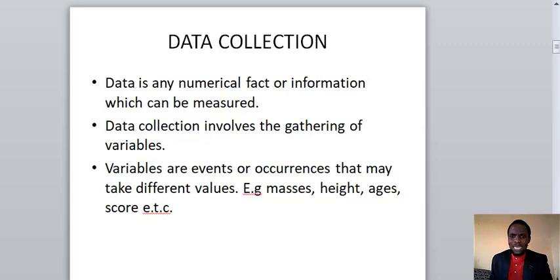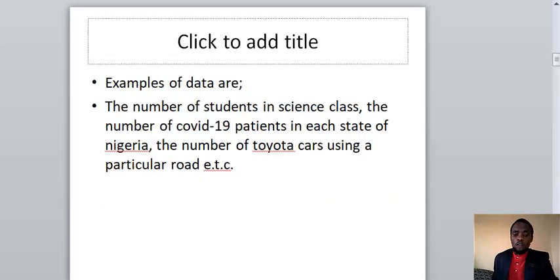Data collection involves the gathering of variables. The variables are events or occurrences that may take different values. You can take the masses, heights, ages, scores of students in classes, or masses of a group of people in a particular location, the heights and the rest. These are examples of variables. We have different examples of data.